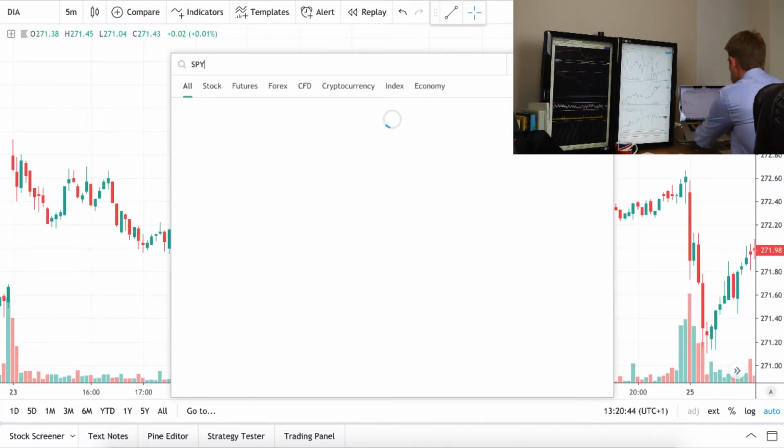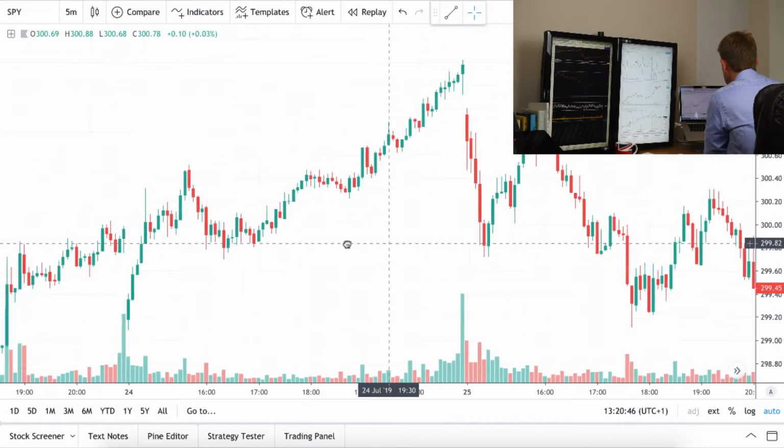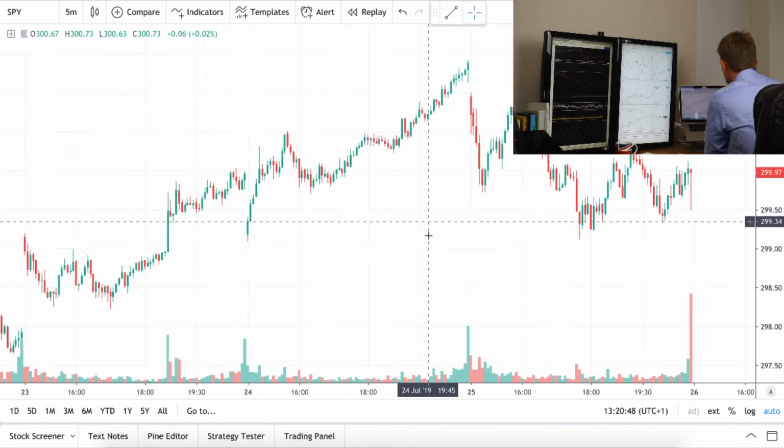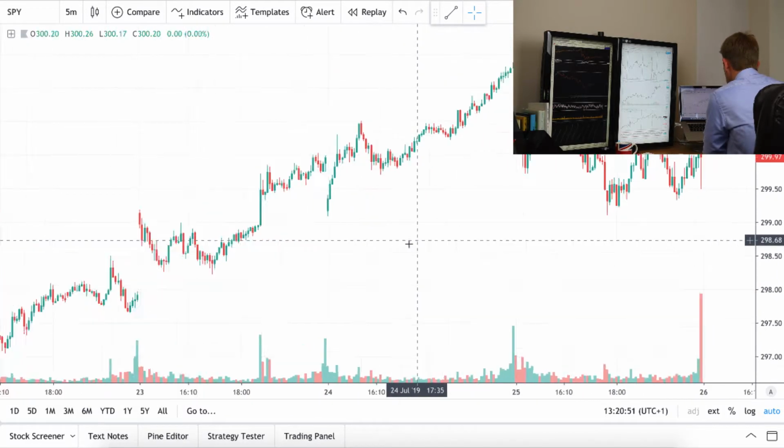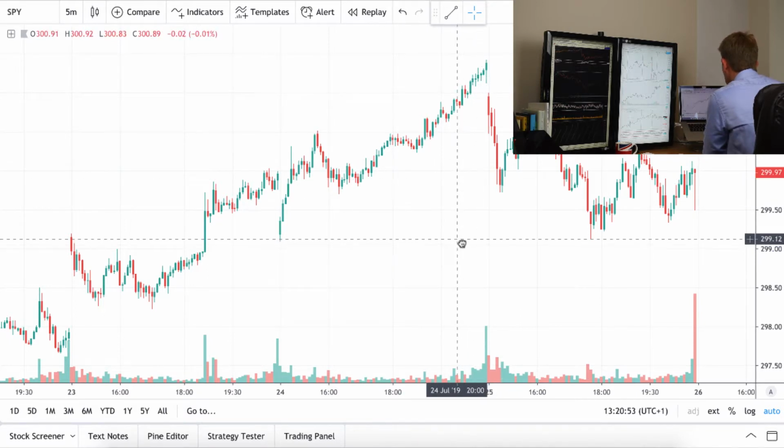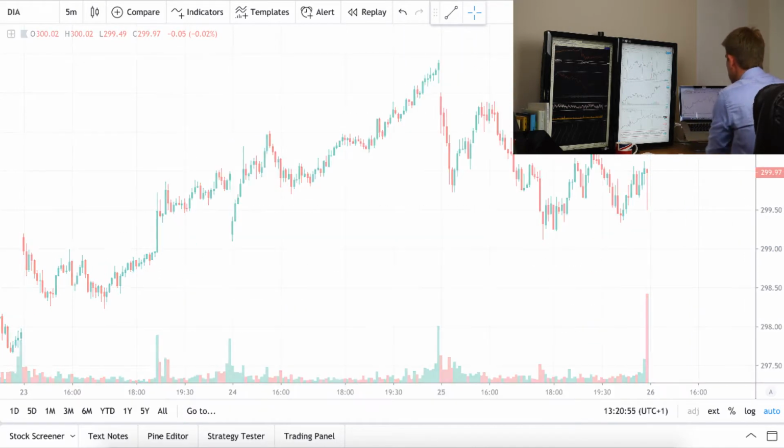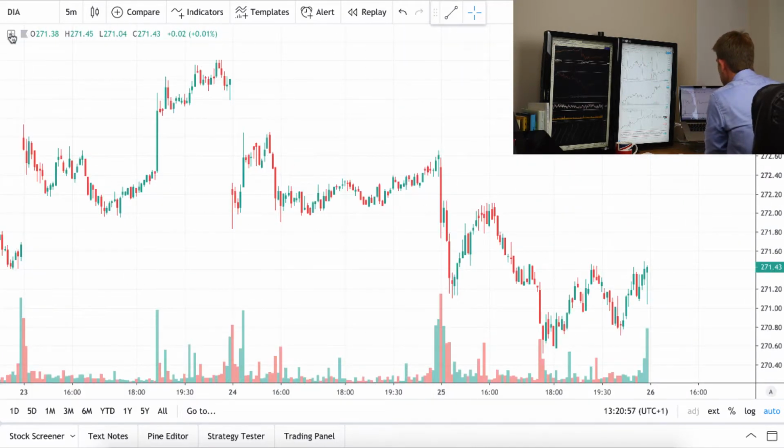Another one to use, guys, is SPY, S-P-Y, and that's an S&P 500 ETF. It's going to be very similar, much more liquid actually. It's much more liquidity, so your candles might be a bit clearer. But Diamonds is the Dow Jones ETF.